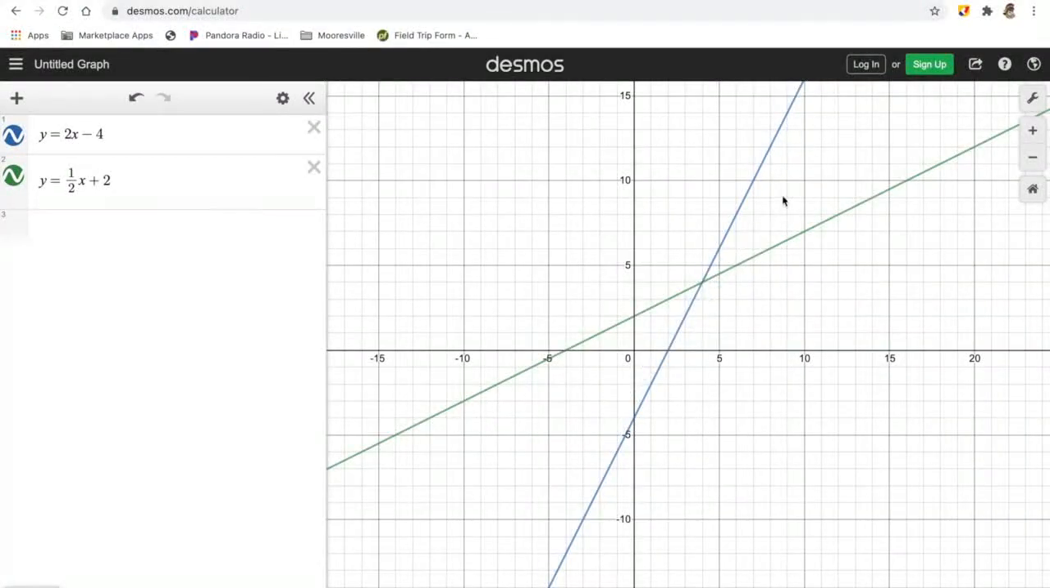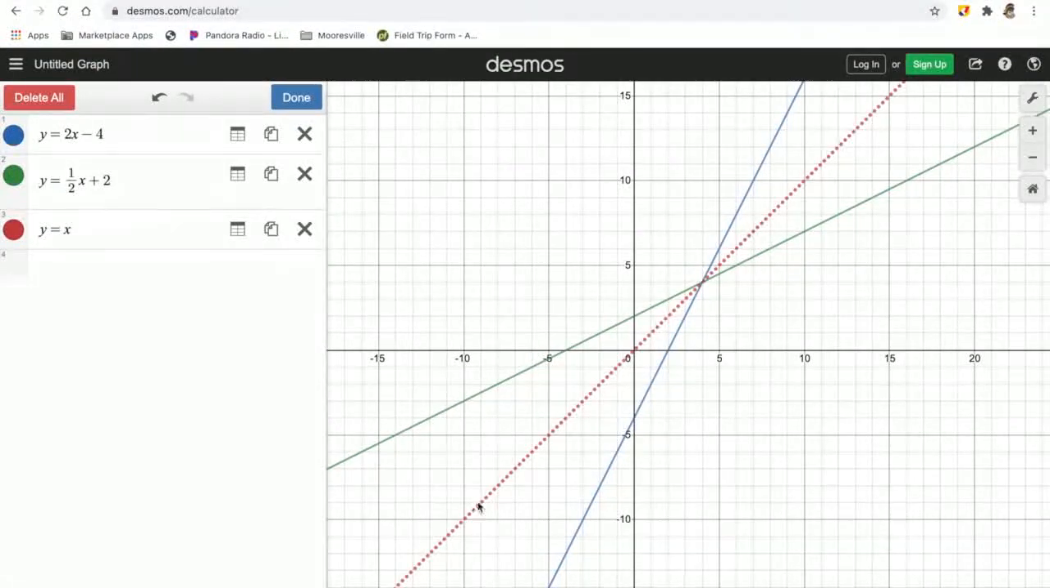Now, notice, if I were to draw the line y equals x, that is the line of symmetry. If I were to fold this graph across this line, wouldn't these two lines lie on top of each other? That's what makes them inverses.